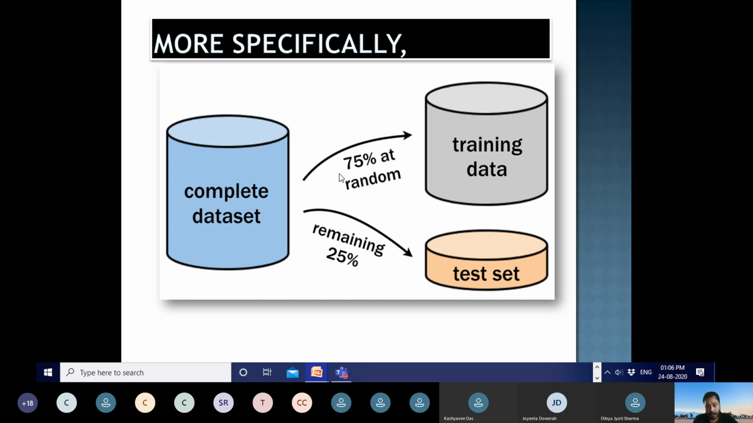Do you understand? Yes, sir. Okay, you should not have any doubt. किसी के पास भी कोई भी डाउट नहीं रहना चाहिए, क्योंकि ये दो टर्म जो मैंने यहाँ लिखे हैं, ट्रेनिंग डेटा और टेस्ट डेटा सेट, is very important.